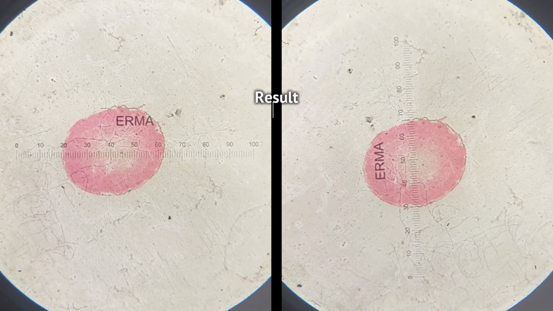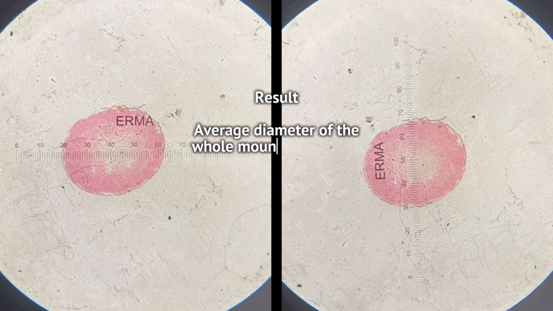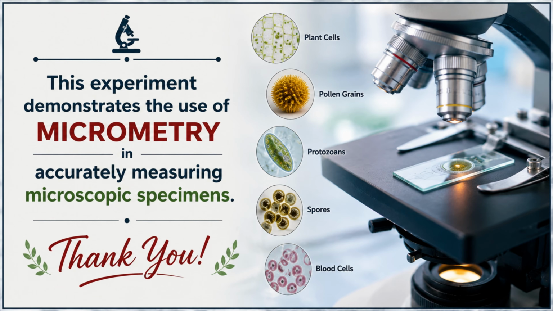Thus, using a calibrated ocular micrometer, the average diameter of the whole mount of frog egg was determined to be approximately 910 micrometers, or 0.91 millimeters. This experiment demonstrates the use of micrometry in accurately measuring microscopic specimens.